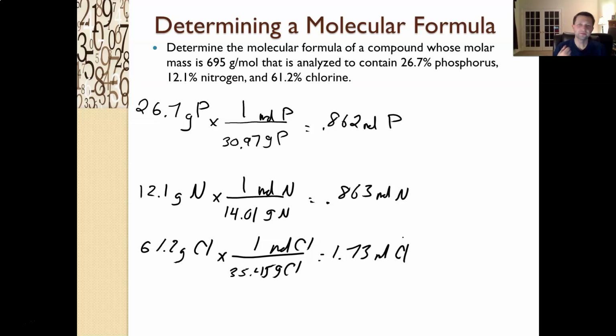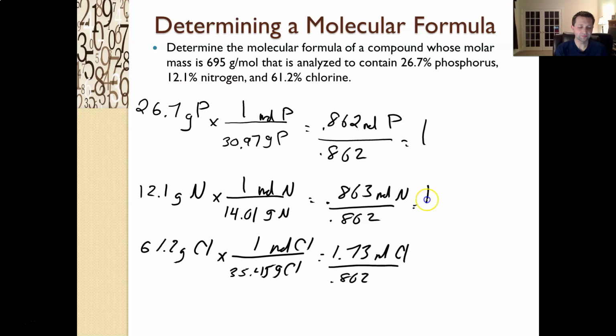Okay, to find my empirical formula, I divide through by the lowest number. Divide by 0.862 for all of these. Gives me 1 mole of phosphorus, 1 mole of nitrogen, and 2 moles of chlorine. Okay, so I can get my empirical formula from this. It'll be PNCl2. All right, that's my empirical formula.